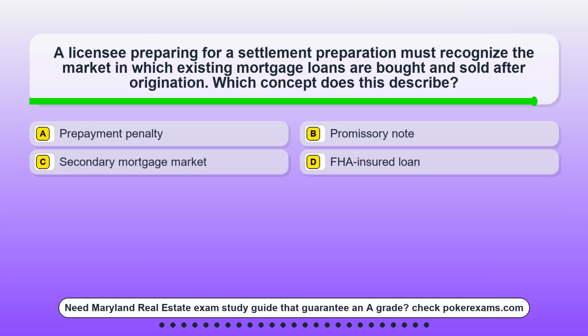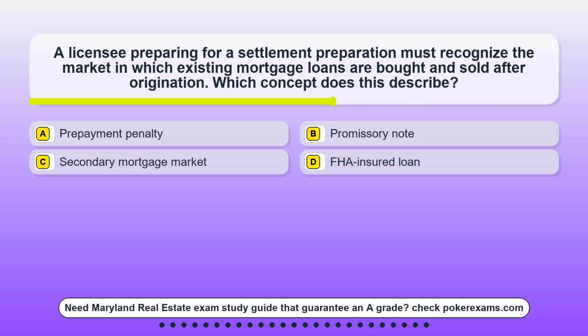Question 11. A licensee preparing for a settlement preparation must recognize the market in which existing mortgage loans are bought and sold after origination. Which concept does this describe? Option A, prepayment penalty. Option B, promissory note. Option C, secondary mortgage market. Option D, FHA-insured loan.